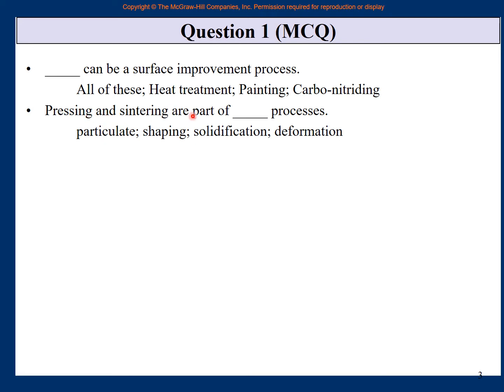Pressing and sintering are part of dash processes: particulate, shaping, solidification, deformation. Shaping process means bulk deformation like extrusion forging. This is not that. Solidification means melting and solidifying like casting. It is not that. Deformation is also like shaping process, direct deformation. So pressing and sintering are done when we have powder form of a metal or a polymer and so on. So this is particulate processing.